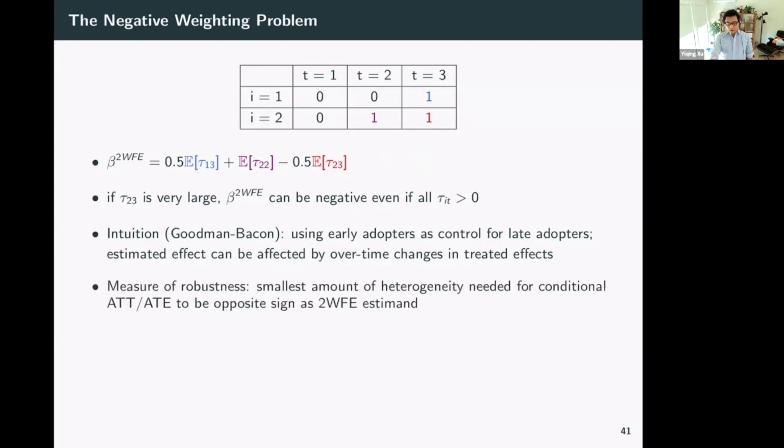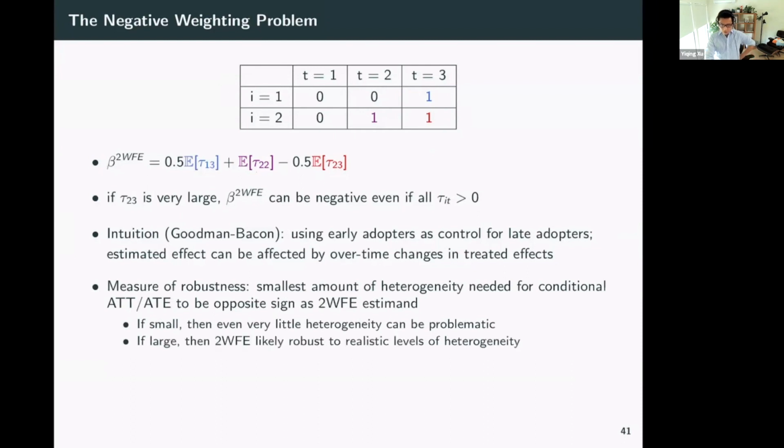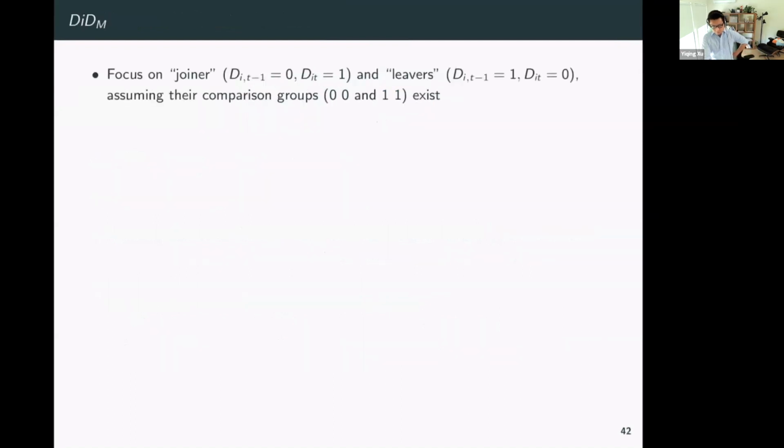The paper also proposes a measure of robustness, which is the smallest amount of heterogeneity needed for a conditional ATT to differ in sign from the two-wave effect estimate. If it's very small, then even very little heterogeneity can be problematic. If very large, the two-wave effect can be robust and gives you some efficiency because of the modeling assumptions. There's possible efficiency from two-wave effects if the effects are fairly homogeneous.